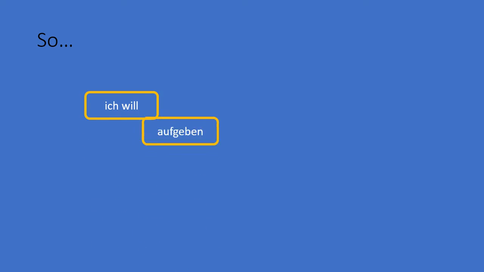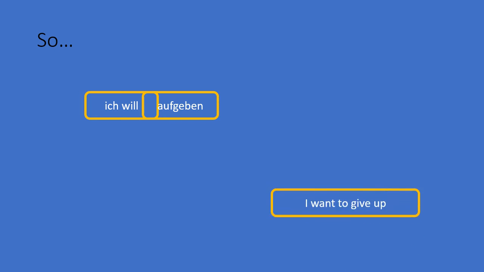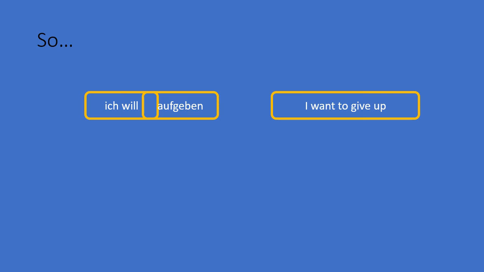verbs used with the topic of smoking. So, ich will aufgeben. Remember, you've got your modal verb conjugated to go with your subject pronoun, and then your second verb in your sentence is in the infinitive. So that means I want to give up. And then this little circle in the middle could say like ich will Alkohol aufgeben or ich will Zigaretten aufgeben. I want to give up alcohol, I want to give up cigarettes.